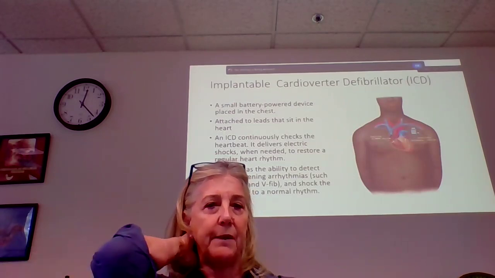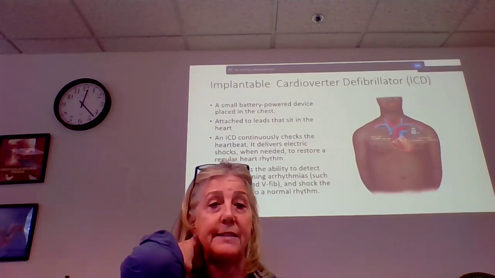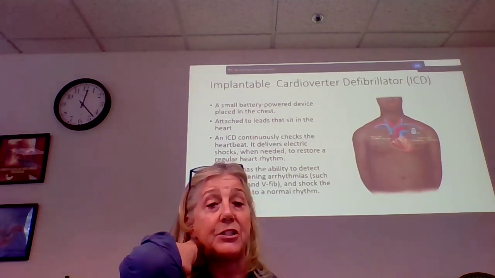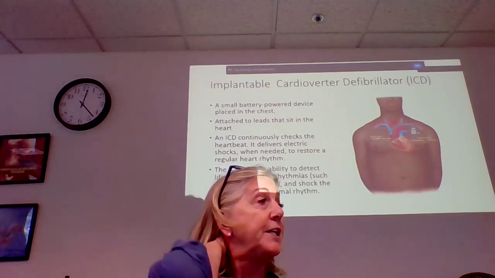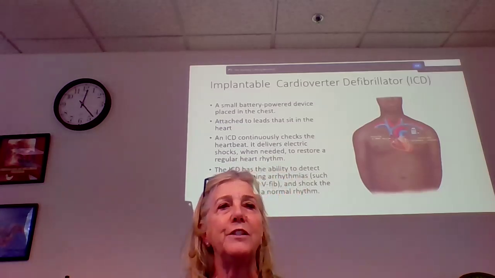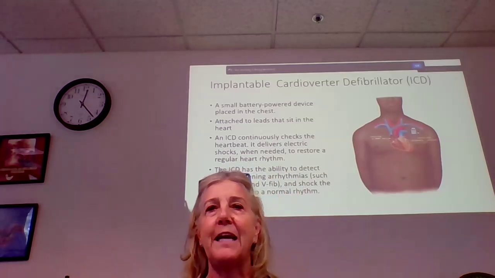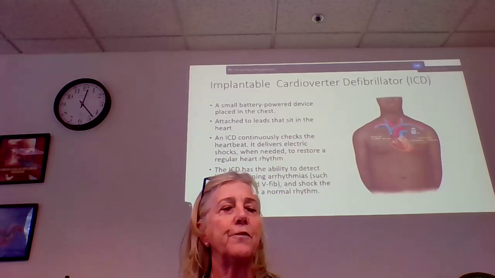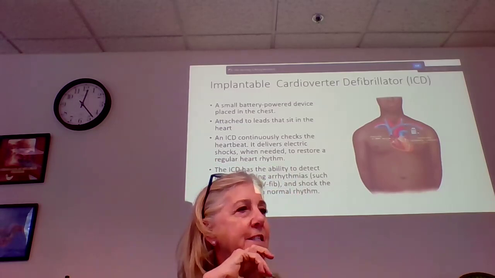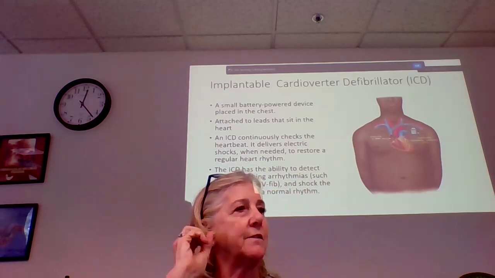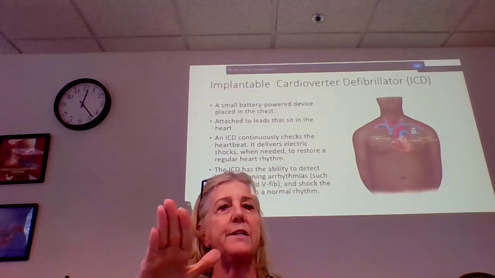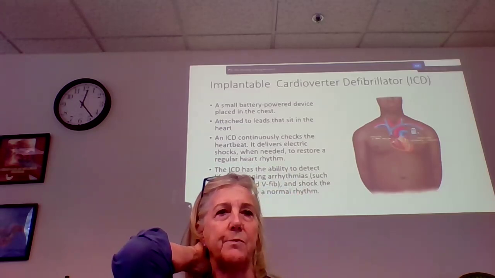And we've already talked about the implantable cardioverter defibrillator, the ICD. It's a small battery-powered device placed in the chest, attached to leads that sit in the heart. It's like having a guardian angel watching you. It watches your heart all the time and detects if you're having a dangerous rhythm. It first tries to pace you out of it by sending little electrical impulses, and if that doesn't work, then it will give you a shock. It's almost like doing a cardioversion, shocking your heart to interrupt that dangerous rhythm and get you back into your normal sinus rhythm.